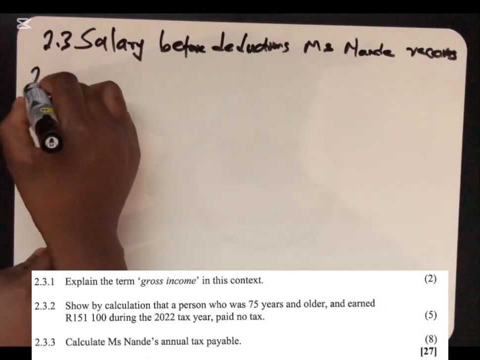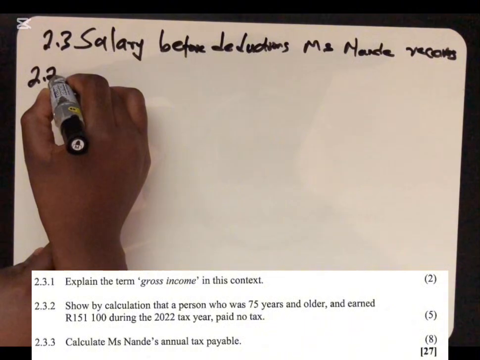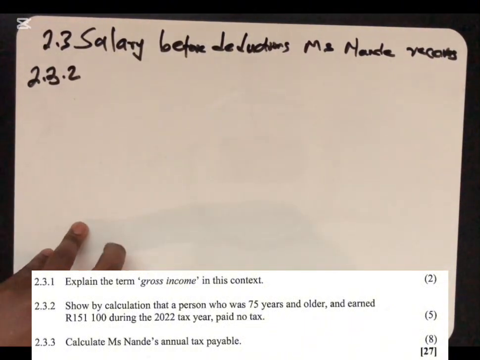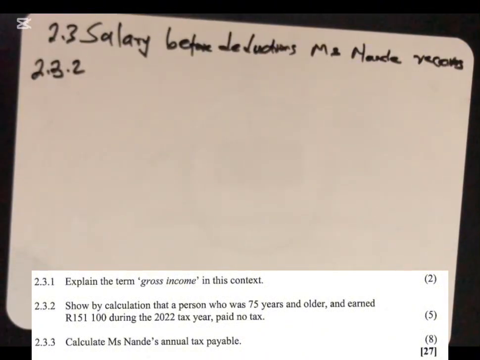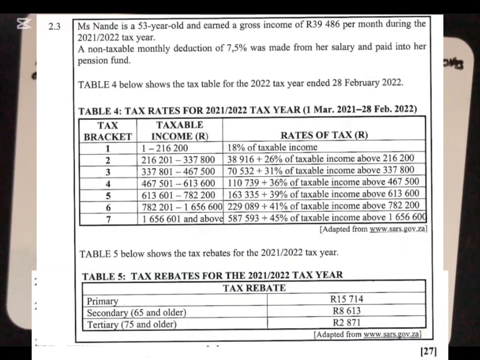Now we move to the next question, which is 2.3.2. It says that show by calculations that a person who was 75 years and older and earned 151,100 during 2022 tax paid no tax. So what we need to remember is that this amount of 151,100 is found where? In the first rebates. And in the first rebate, if you can check, it's only 18%.